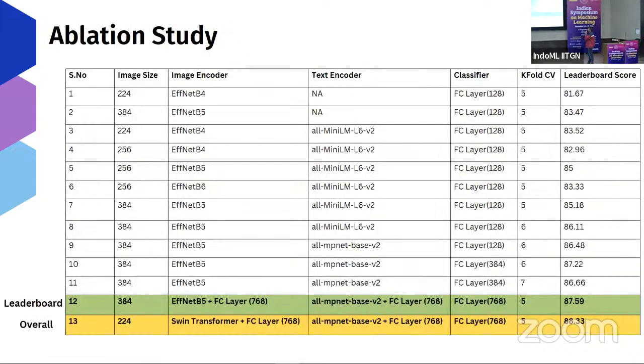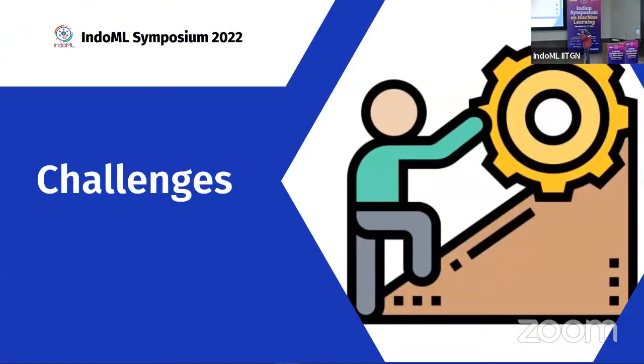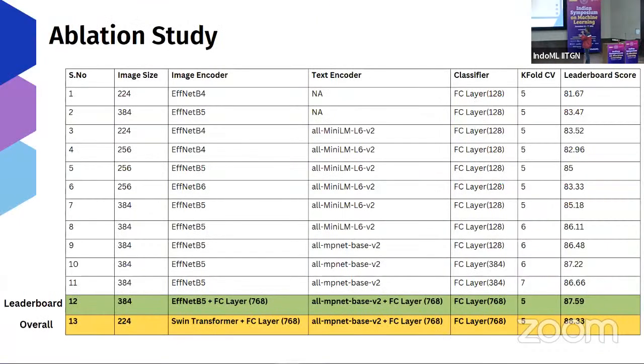And this is the ablation study, or the overall experiments. The green one shows the leaderboard performance. If you compare the 12th row and the second row, that second row is similar to the 12th row, but without the text encoder. There is a 4% improvement seen with having the textual branch.